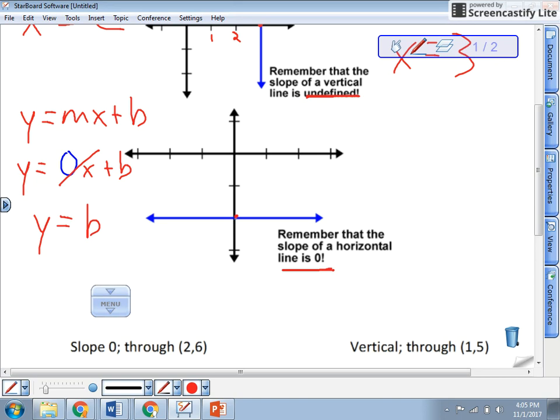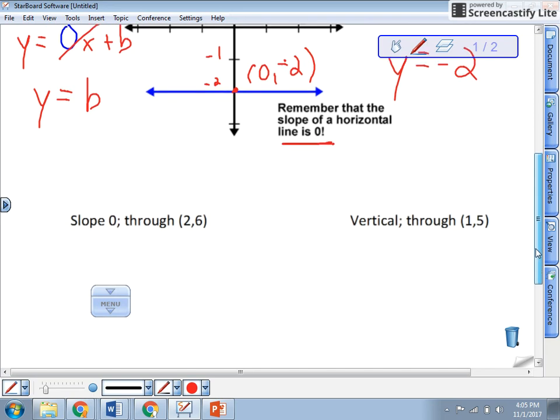So this point is normally 0, comma b. So y would equal b. But in this example, if we count, we can see that this is -1, this would be -2. So this point would be 0, -2. So our equation would simply be y equals -2. So that's what a horizontal line looks like.